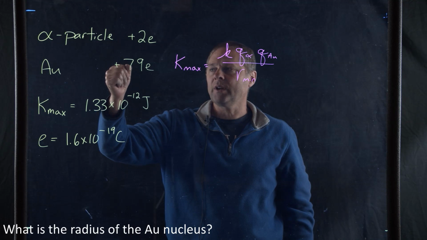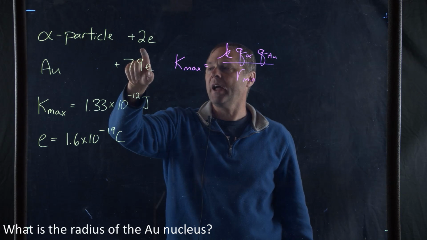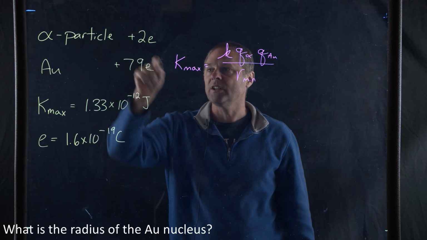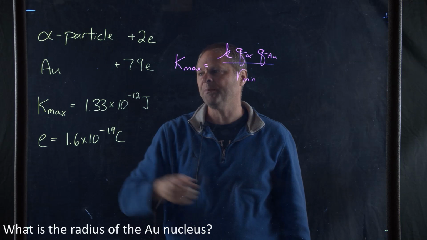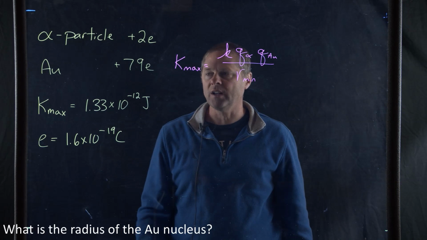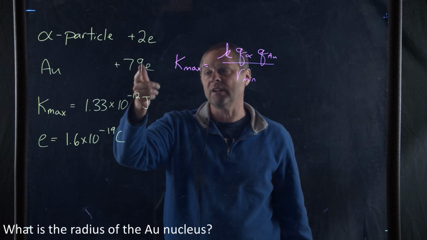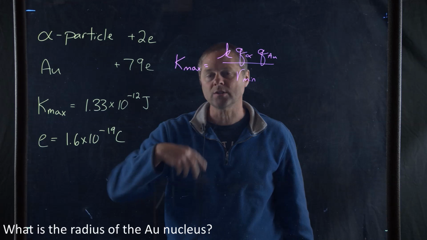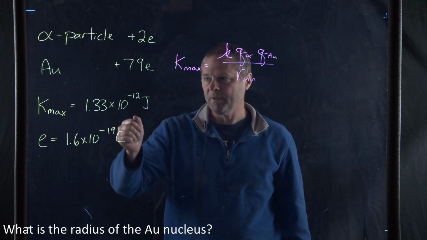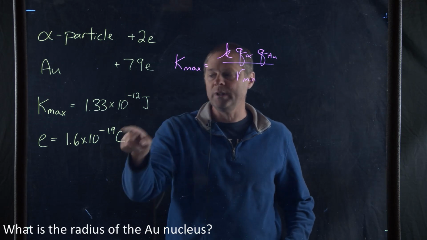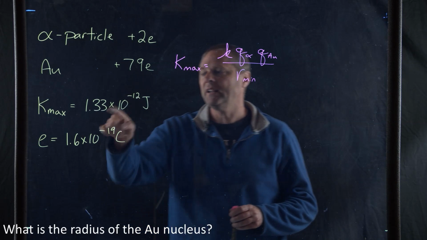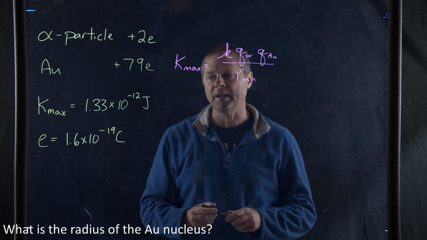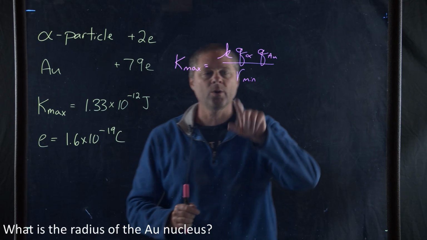Now, we want to look at the constants that were given to us in this problem. The alpha particle, which is the nucleus of a helium atom, is made up of 2 protons, so it's going to have a positive 2e charge. The gold has 79 protons, and it's going to have a charge of plus 79e. Now realize that e is going to be 1.6 times 10 to the minus 19th coulombs, because that's the charge of an electron. So when we do the calculation, we need to incorporate that. And then the maximum kinetic energy of the alpha particle is 1.33 times 10 to the minus 12th joules. So we're solving for R min.